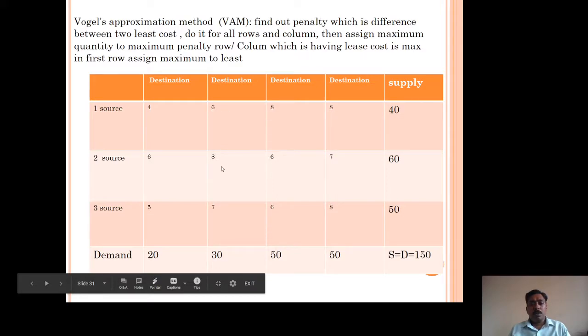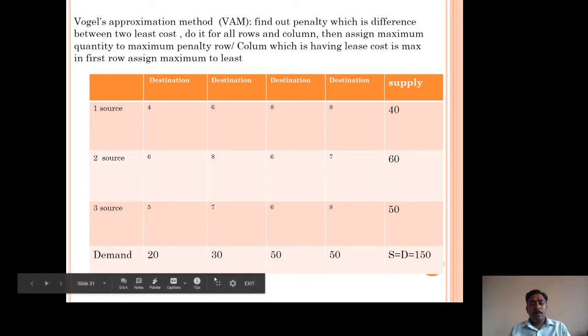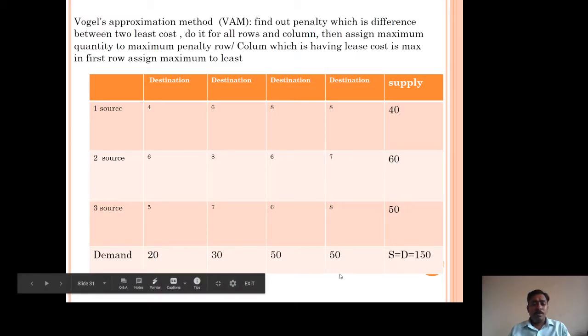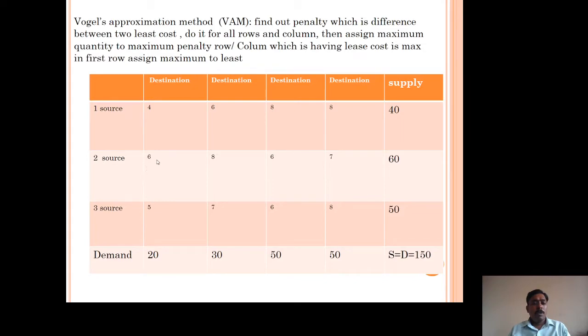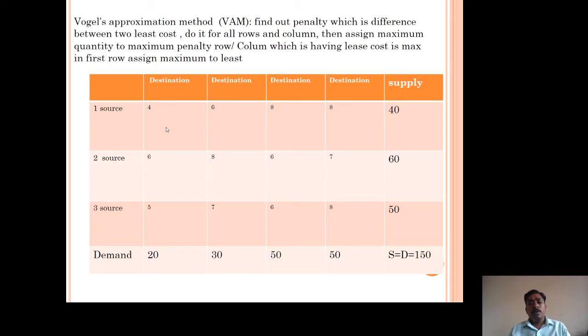Suppose you take the example of this column. The minimum value is 6 and the next minimum value is 7. It indicates that 1 rupee is the penalty for this column. Now if you take this, minimum is 6, next minimum is 6, so currently the penalty is 0. For this, 7 and 8, penalty 1. In the same way for this row, the minimum is 6 and the next minimum is 7, so the penalty is 1 rupee. And for this, minimum is 5 and next minimum is 6, penalty is 1 rupee. So we have to allocate to the cell which is having the highest penalty, in short.